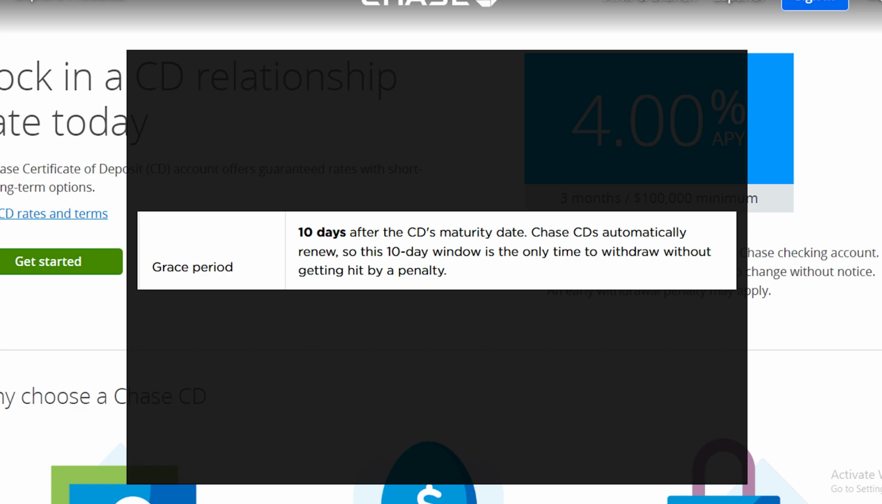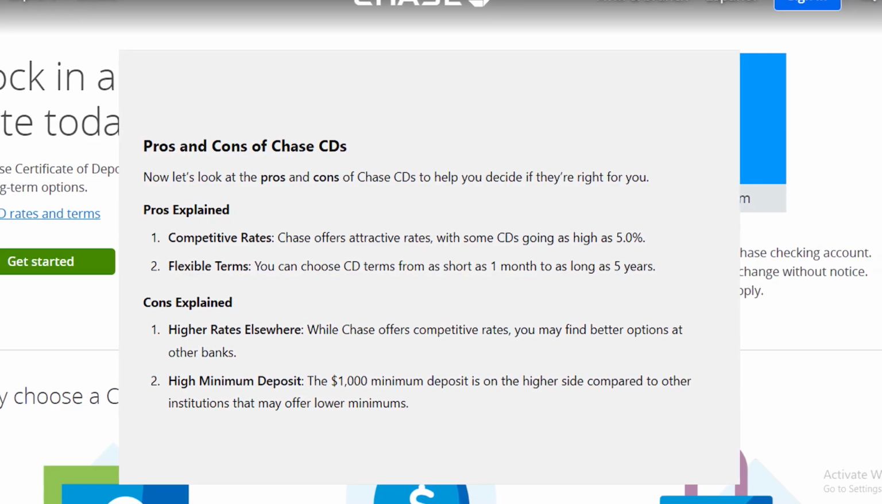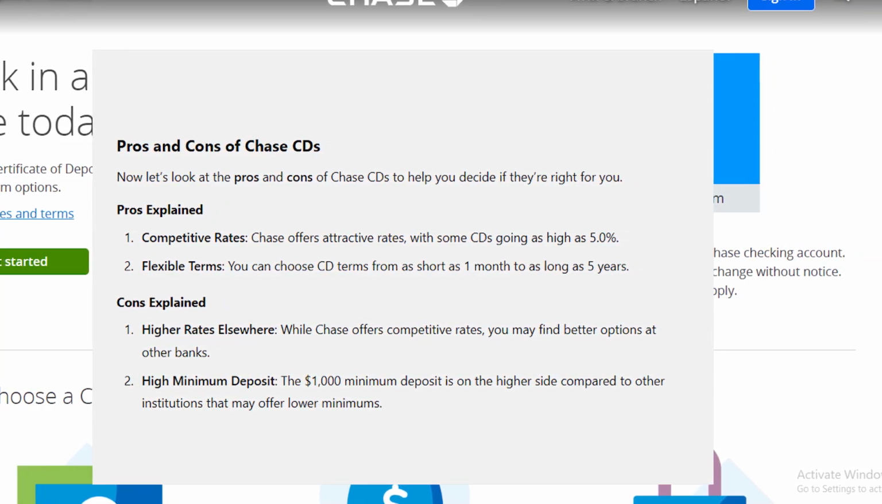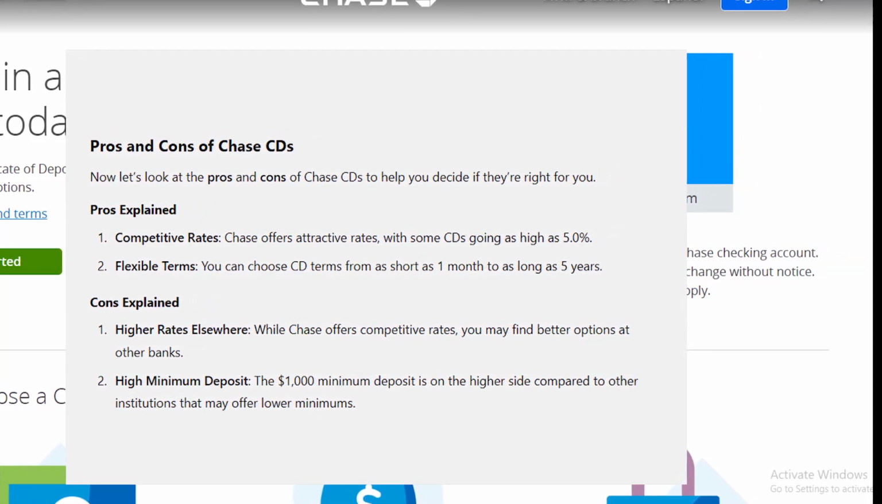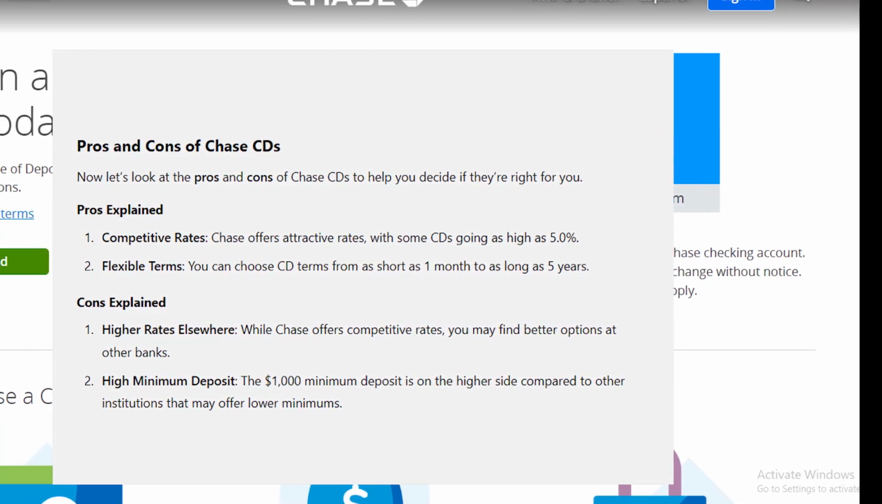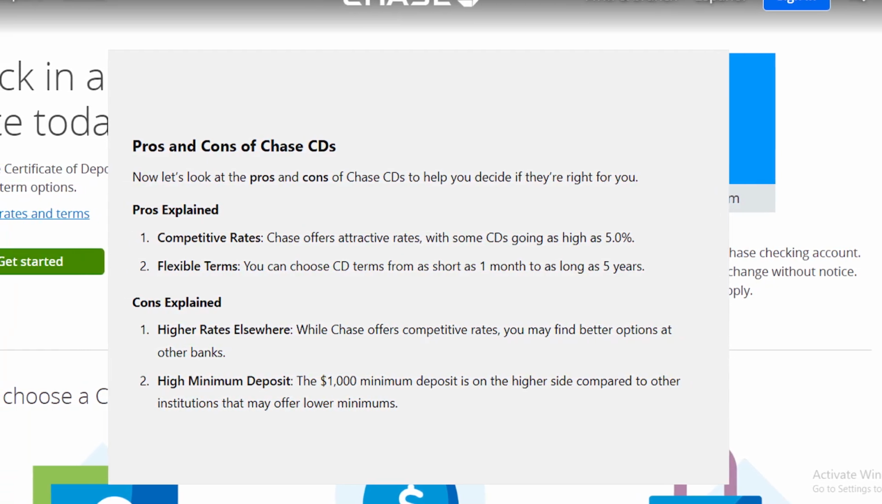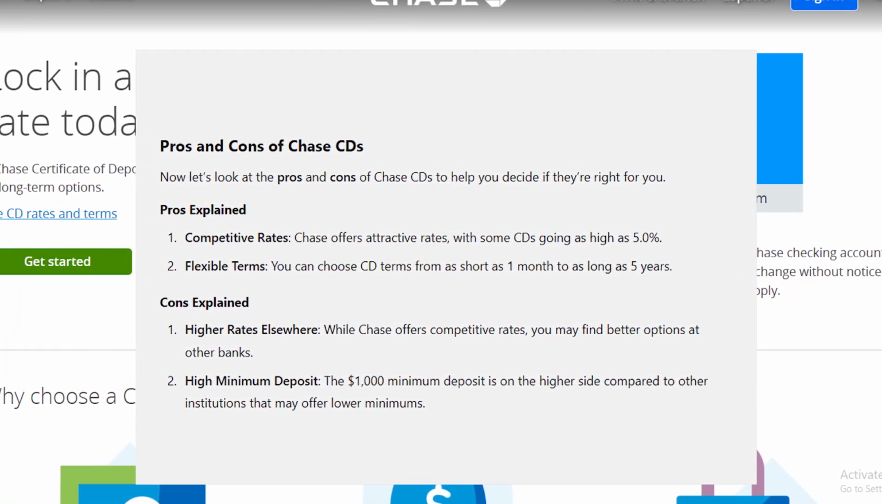Pros and cons of Chase CDs. Now let's look at the pros and cons of Chase CDs to help you decide if they're right for you. Pros explained. Competitive rates: Chase offers attractive rates, with some CDs going as high as 5.0%. Flexible terms: you can choose CD terms from as short as 1 month to as long as 5 years.